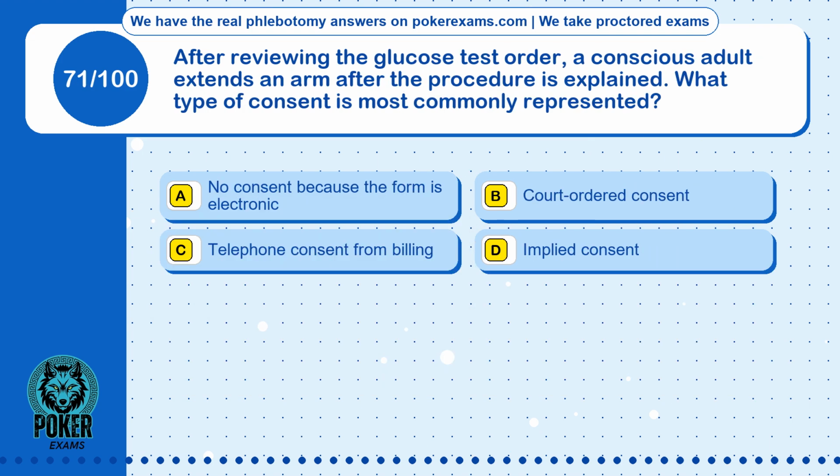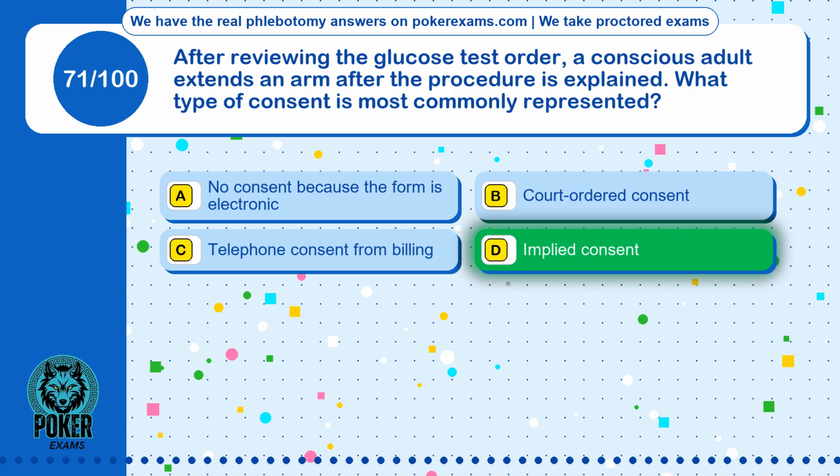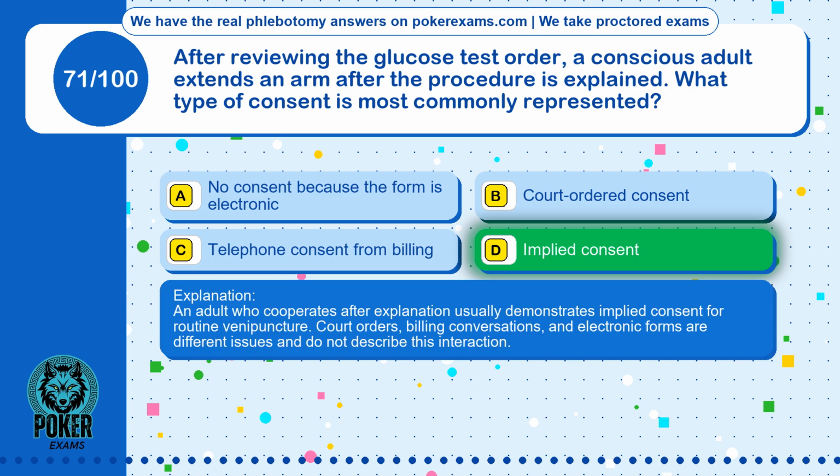Question 71. After reviewing the glucose test order, a conscious adult extends an arm after the procedure is explained. What type of consent is most commonly represented? Option A. No consent because the form is electronic. Option B, court-ordered consent. Option C, telephone consent from billing. Option D, implied consent. The correct answer is option D. Implied consent. An adult who cooperates after explanation usually demonstrates implied consent for routine venipuncture.